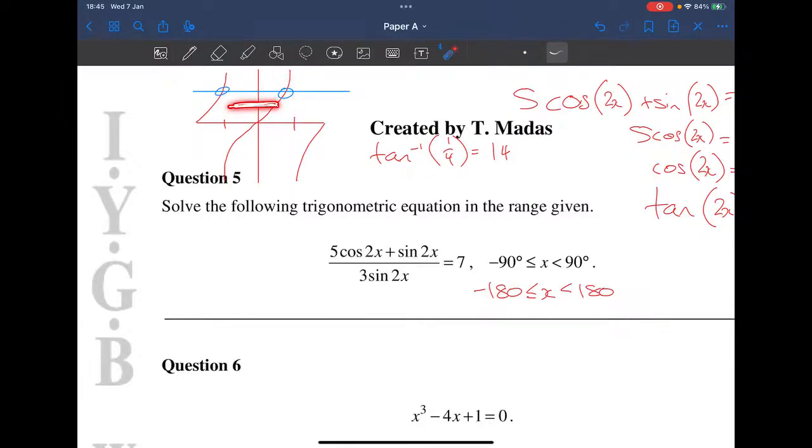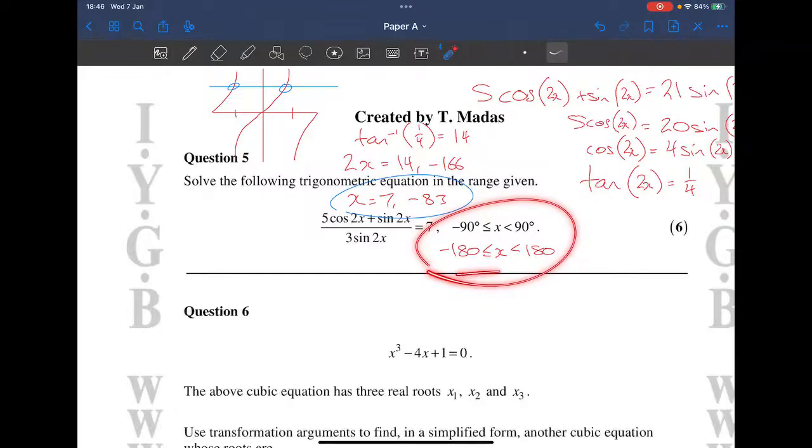How far away are these two solutions? Well, the tan graph is exactly 180 wide. So you just need to take away 180 from the 14 we found. So the final answers should be that 2x is 14, and 14 take 180, so minus 166. So a single x will be half of this, which is 7, and 83, or minus 83. So I think that's a bit easier. Changing the domain to match, that should say 2x in there, sorry about that.